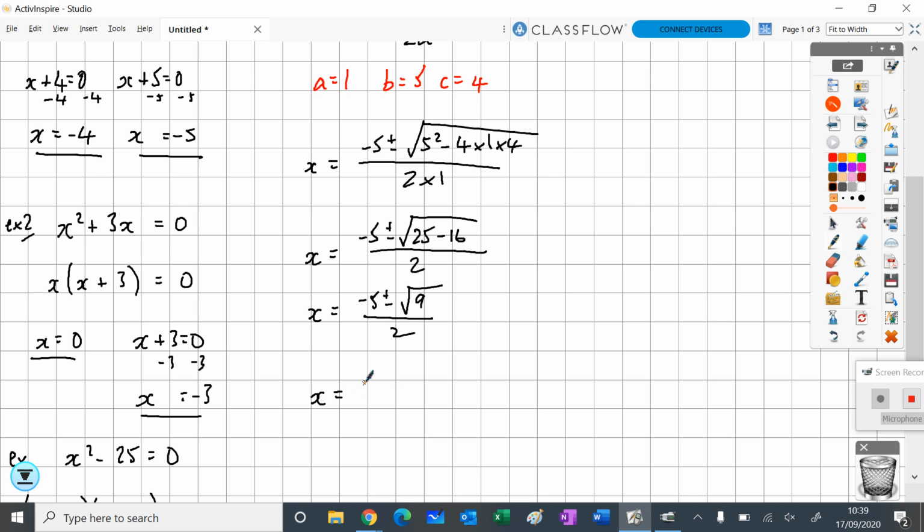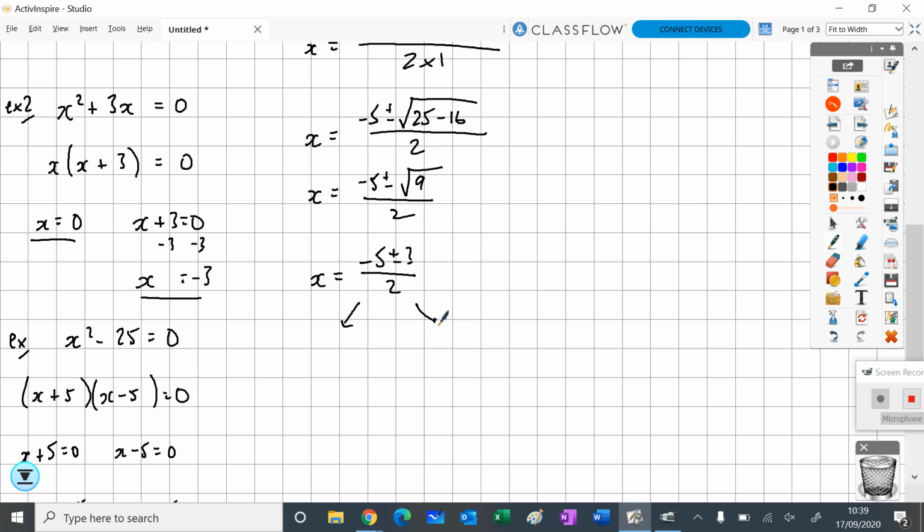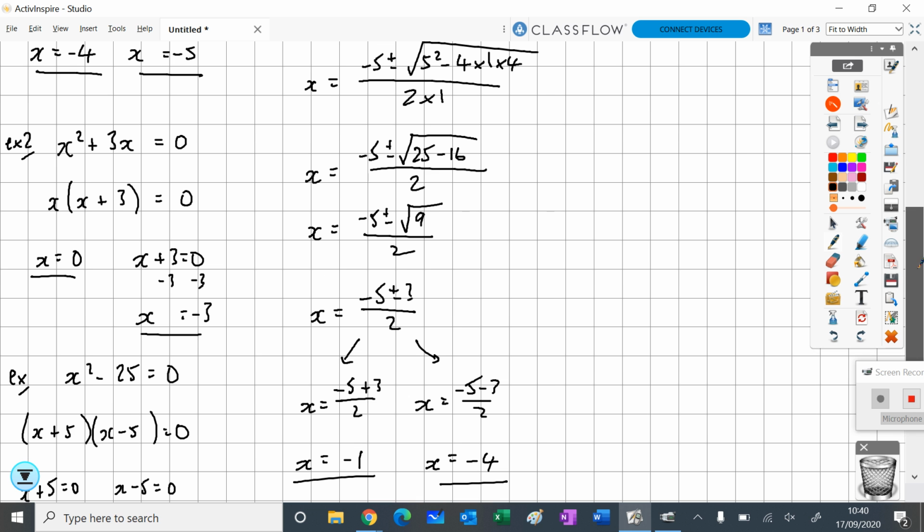Minus 5 plus or minus 3, all over 2. And at this stage, you should split your answer into two columns. One for the positive 3, one for the negative 3. And so we've got minus 2 over 2 makes minus 1, and minus 8 over 2 makes minus 4. So that's the quadratic formula. You need to be careful with negatives if you get a question with negatives in it. But that's your second method.